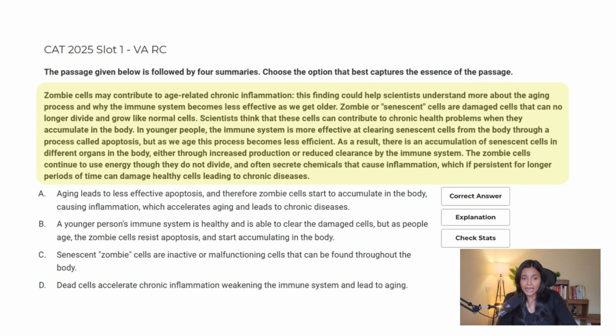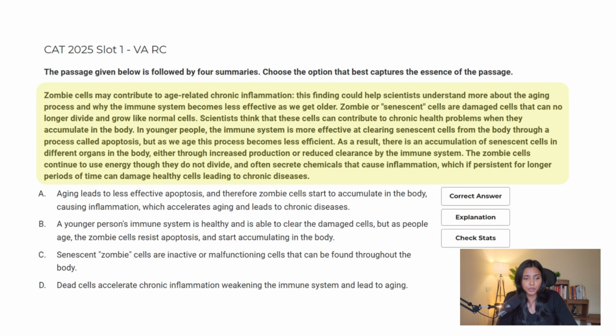cells. Scientists think that these cells could contribute to chronic health problems when they accumulate in the body. In younger people, the immune system is more effective at clearing senescent cells from the body through a process called apoptosis. But as we age, this process becomes less efficient. As a result, there is an accumulation of senescent cells in different organs of the body, either through increased production or reduced clearance by the immune system.